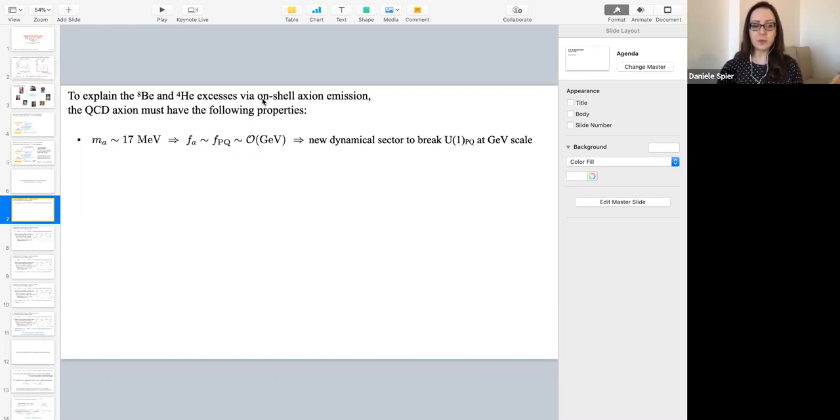The first obvious property is that the mass of the QCD axion should be where that invariant mass bump is, so around 17 MeV. And from this very robust relation between axion mass and decay constant, that implies that the axion decay constant should be of order GeV, which means that the PQ breaking scale should also be of order GeV. And that implies that there should be a new dynamical sector that is breaking the PQ symmetry at the GeV scale. So that's one of the implications.